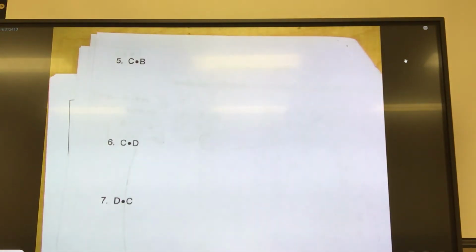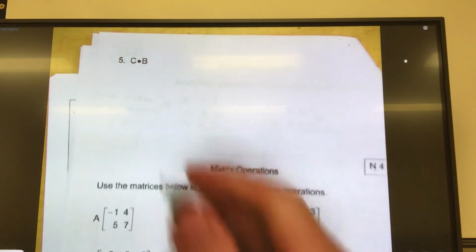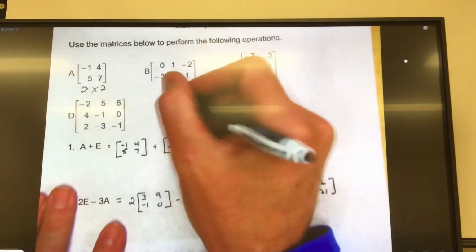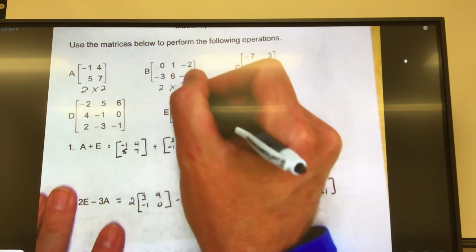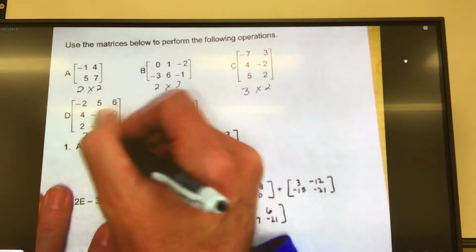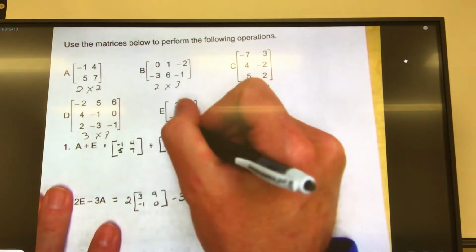Okay, using the same ones. We're going to do C times B. I'm going to transcribe so that we have the same matrices here. This is a 2 by 3. This is a 3 by 2. This is a 3 by 3. And 2 by 2. Okay, same matrices we used before.